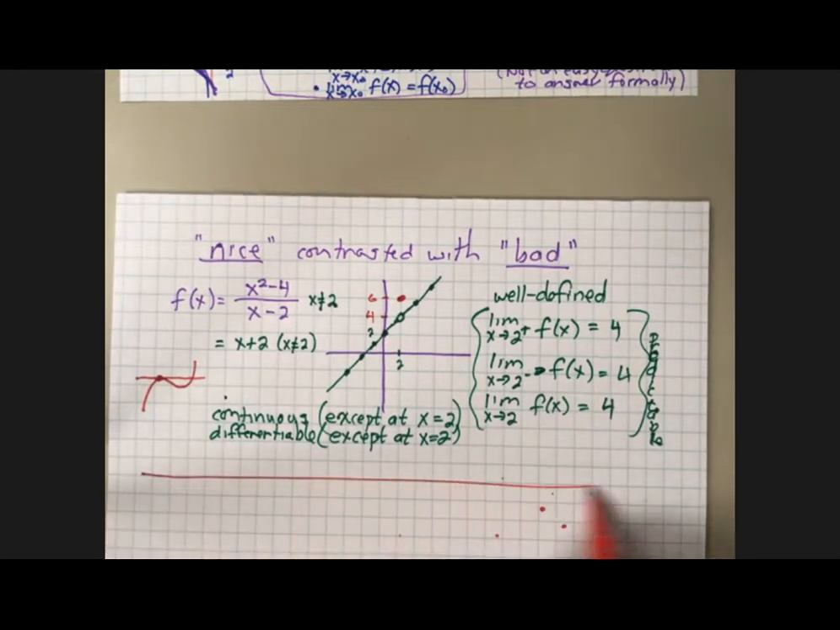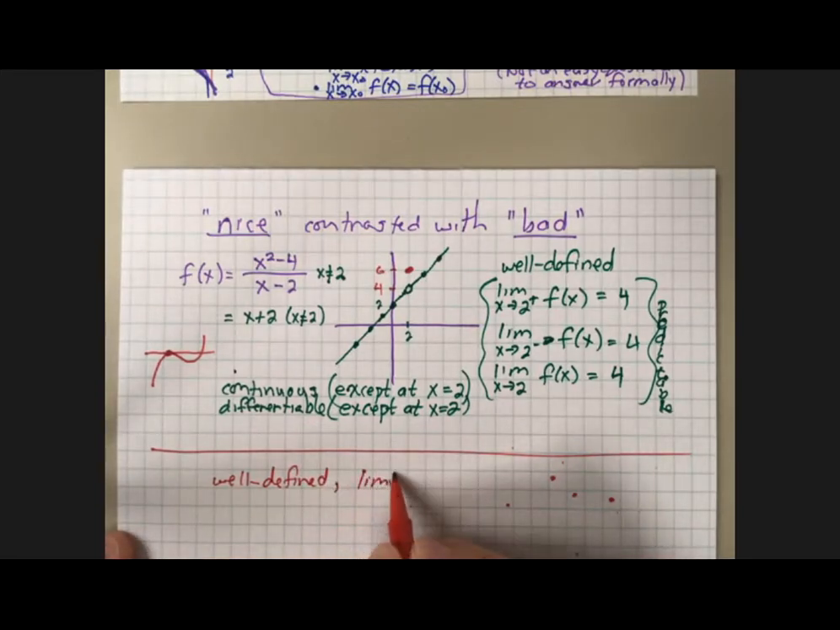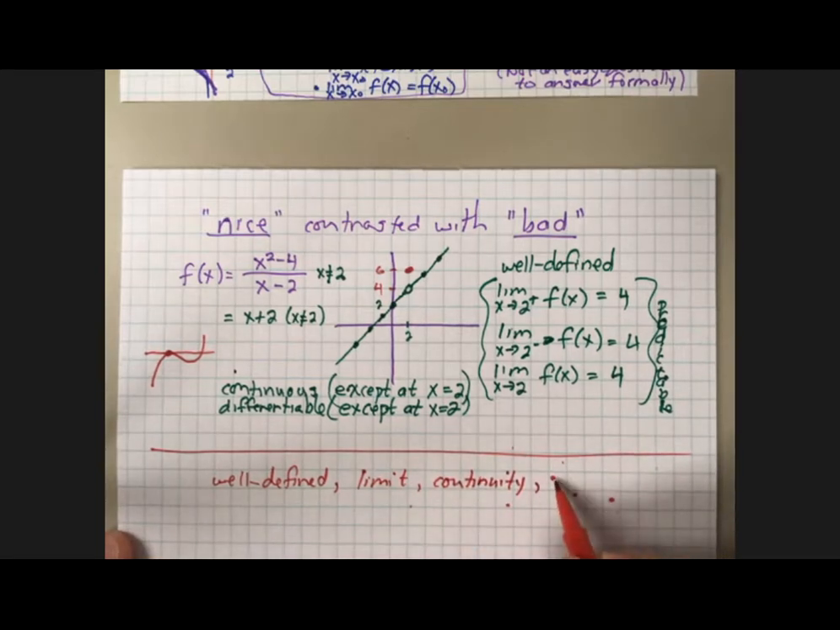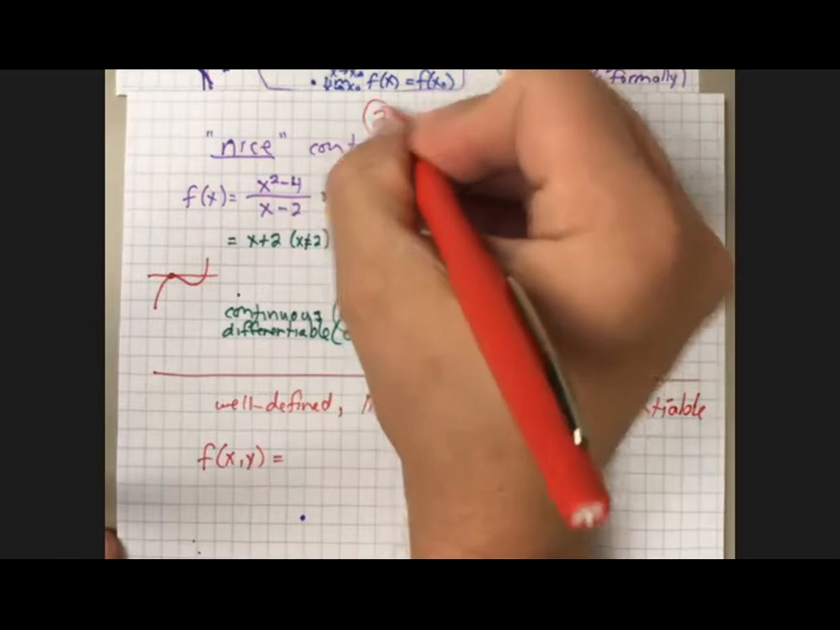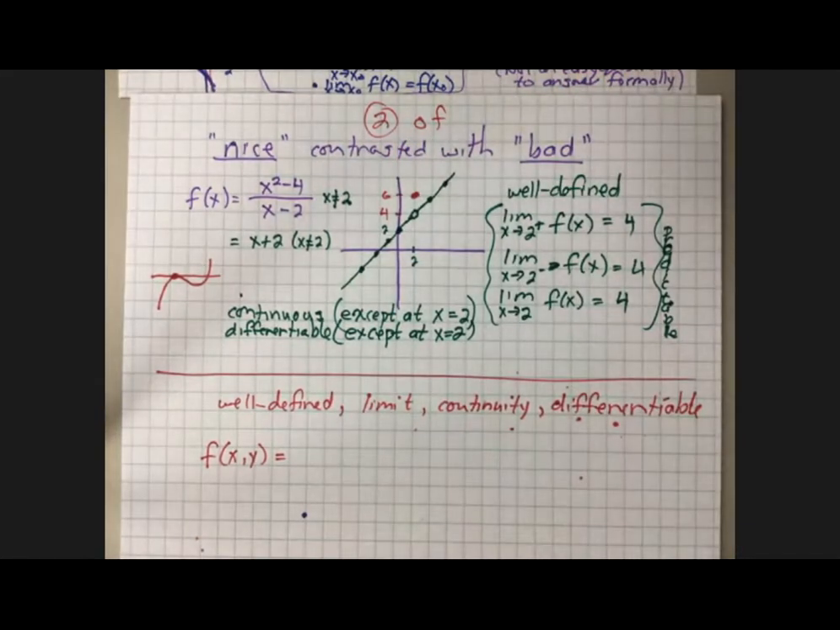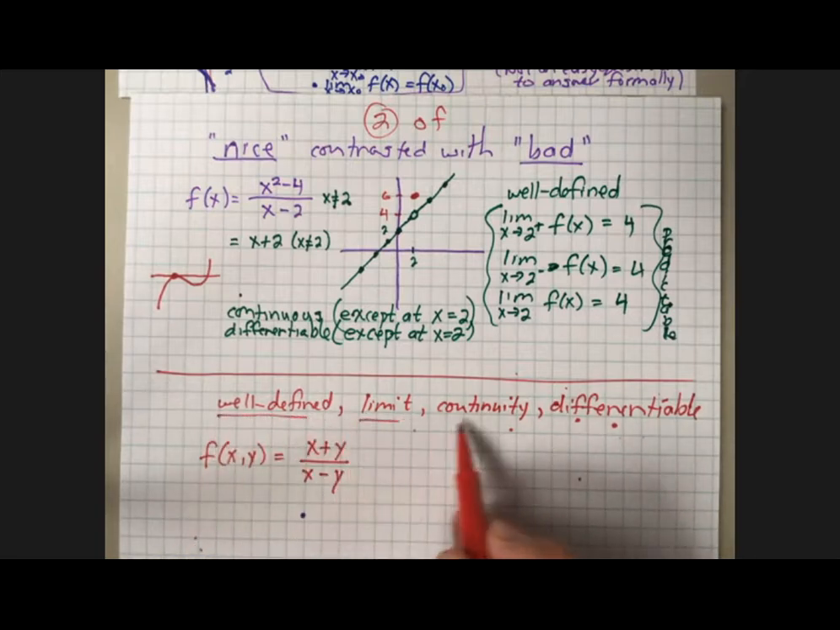Okay, so now let's go to space and let's try to take these words to space. Well defined. Predictable. No breaks, and smooth. So let's try a very simple function and let's graph it as well as we can in Mathematica. And this may require some fiddling around. So I want to show you how to graph some unusual or odd things in Mathematica today. Let's take this function where I say x plus y over x minus y. And let's look at these four qualities.